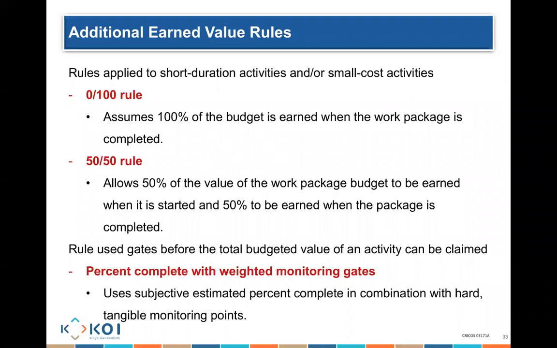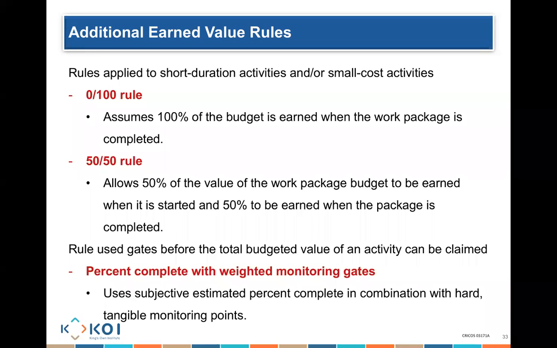This is an important slide. There are rules that are applied to short duration activities and small cost activities. What sort of rules do I apply when I want to decide how much I have earned at any particular point in time? There's the 0-100 rule. What does that mean? We assume that 100% of the budget is earned when the work package is completed. So before that work package is completed, we don't count any dollar as earned.